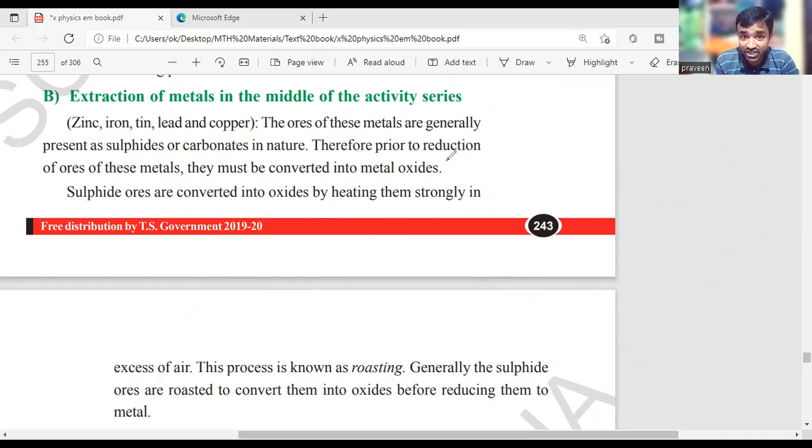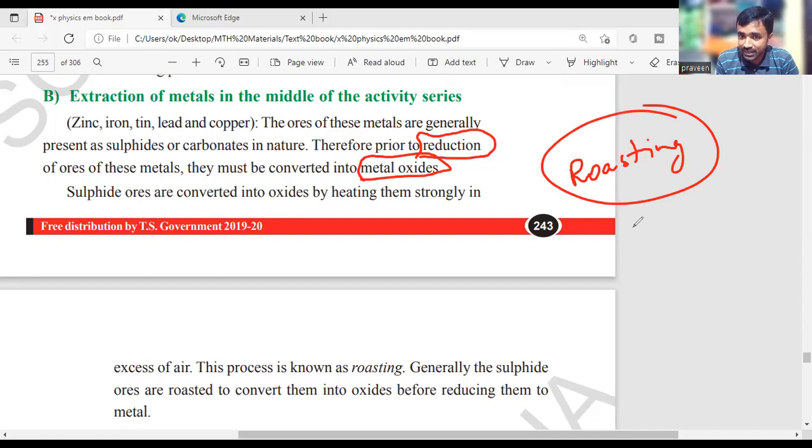Therefore, prior to reduction of the ores of these metals, they must be first converted into oxide, then reduced. Suppose sulfide is available, convert it into oxide form. If carbonates are available, by the decomposition reaction convert into oxide form, then reduce it. For converting into oxide form, you need a method called roasting. Roasting is a method which can convert the ore into oxide form.